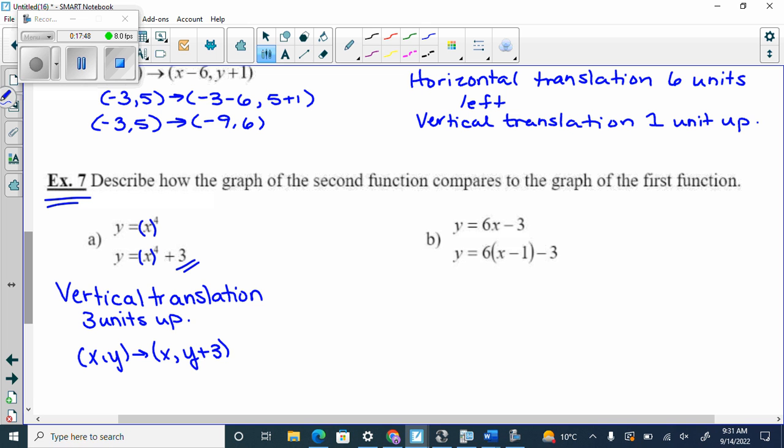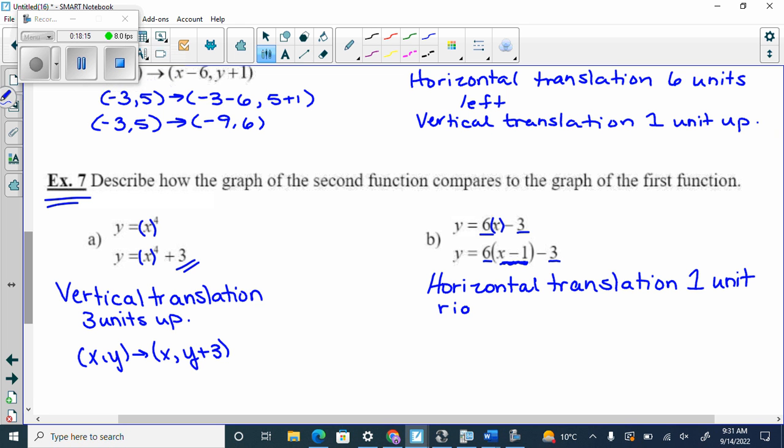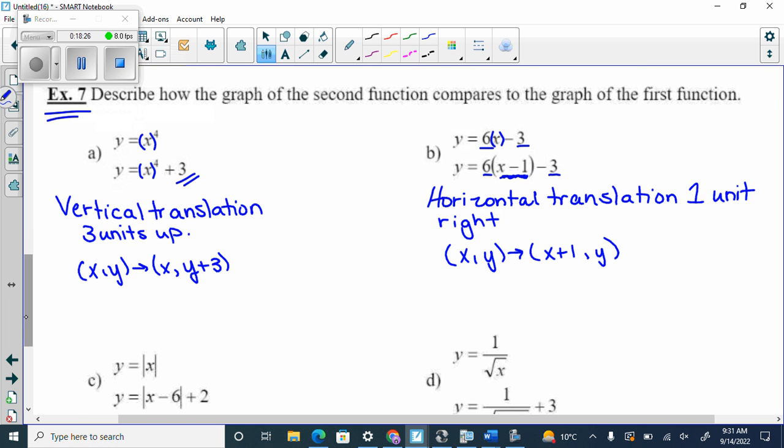This one was tricky. I have a 6, I still have a 6. I had a 3, I still have a 3. I had an x in brackets, I still have it. This is the only thing that changed. See that? It's the only thing that changed. So the only thing I should state is a horizontal translation, one unit right. That's it. And then my mapping would be x, y, and if I want to move it 1 to the right, I need to add 1 to all my x's. So don't fall for the other numbers. Make sure you check comparison-wise what has changed. The 6 didn't change, and then minus 3 didn't change.